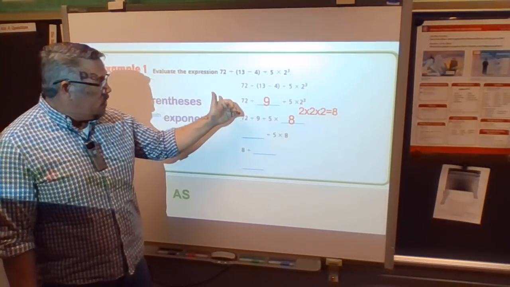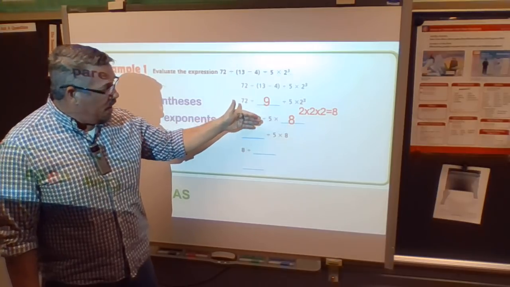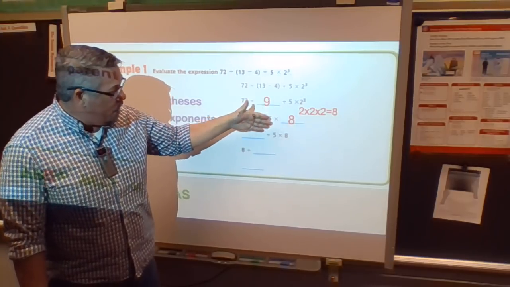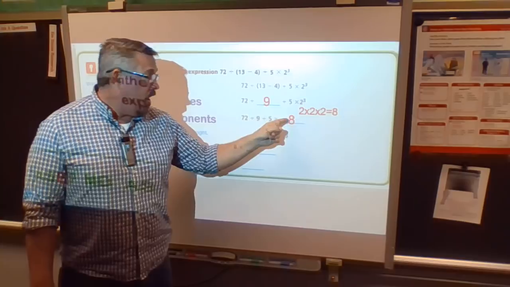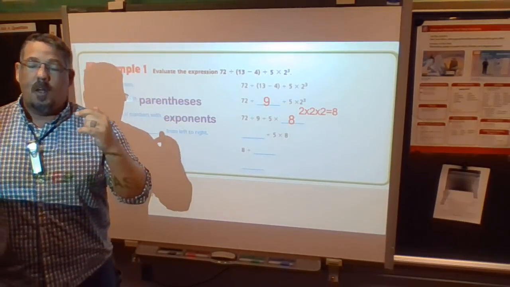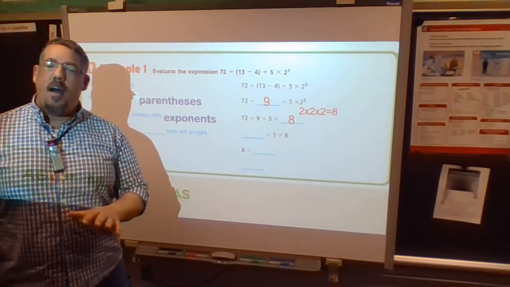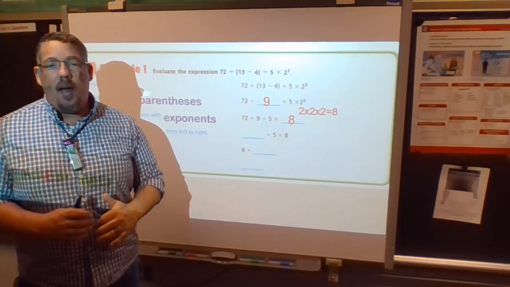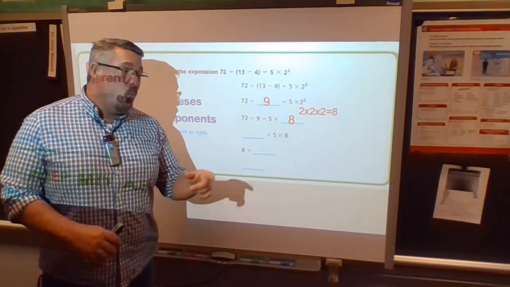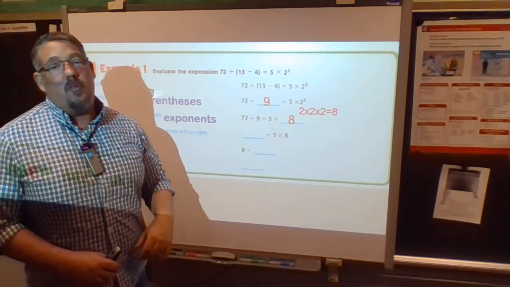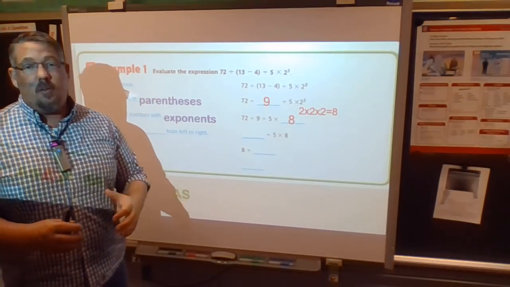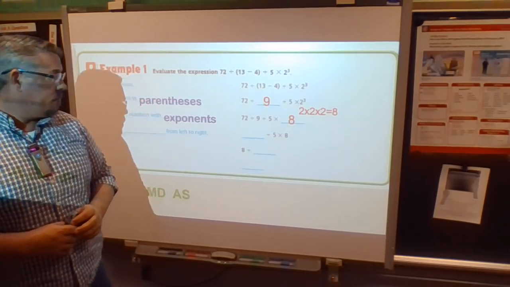I bring down my 72, I bring down my division, I bring down my 9, I bring down my addition, I bring down my 5, I bring down my multiplication, and now I have an 8 because 2 cubed is 8. Take your time and do it right line by line. These are the type of assignments I really suggest that you get the line paper that's over here because it's going to be a lot easier for you to keep track of your work.